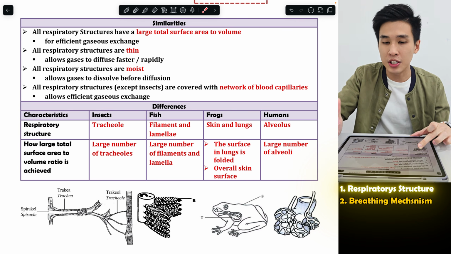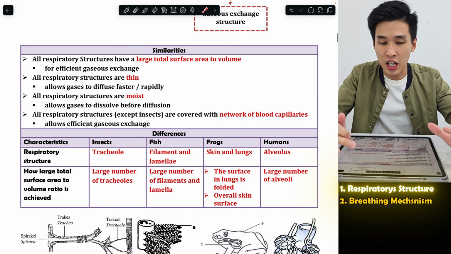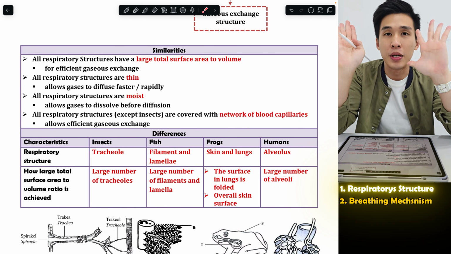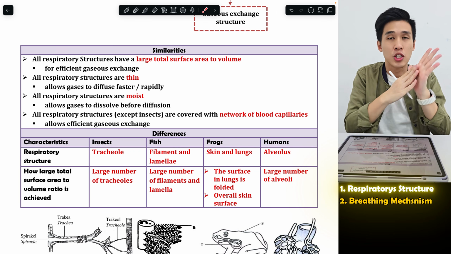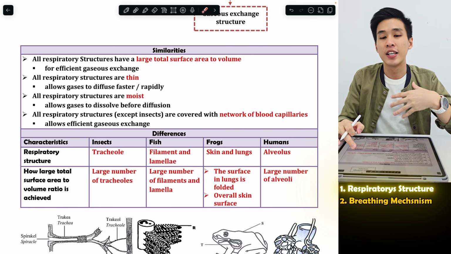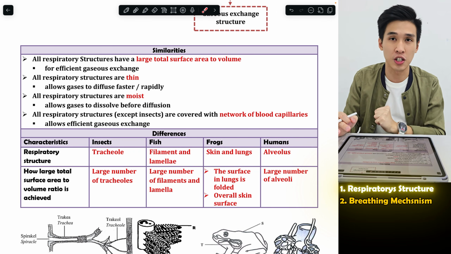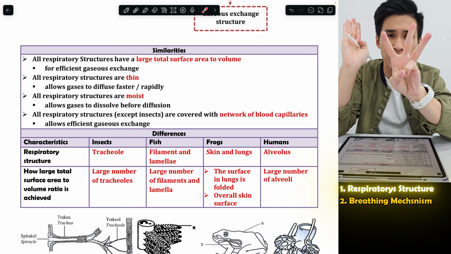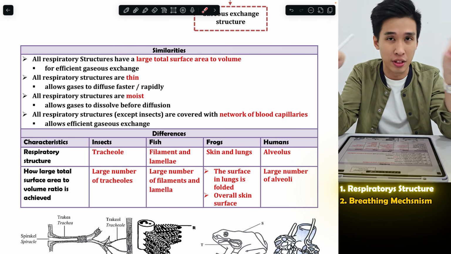Similarities of respiratory structure of different animals are easy. Basically you use the adaptation. Every animal actually has similar adaptations for their respiratory structure. For example, remember these three: thin, moist, large number. Every animal has thin, moist, and a large number.